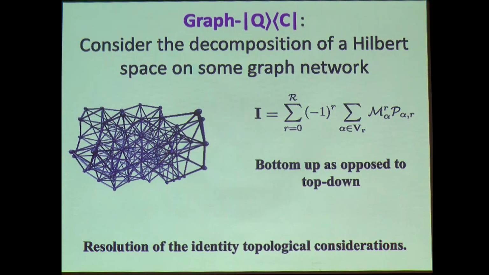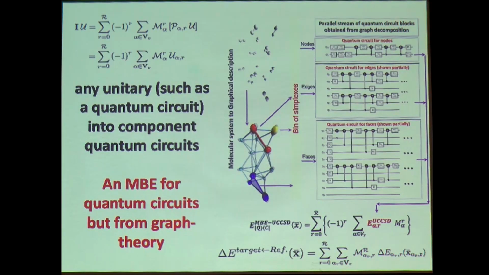inclusion-exclusion principle. And then we say there exists a quantum algorithm, and that quantum algorithm is called U. U is a unitary, which acts as a quantum algorithm. And so you apply the identity on U, and you get a family of U alpha R's. So this family of U alpha R's are the individual quantum circuits for the various simplexes that are present in this graph. The simplexes are various rank R objects that are present in this graph. So each of these are much lower complexity.